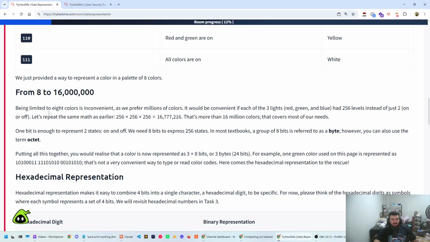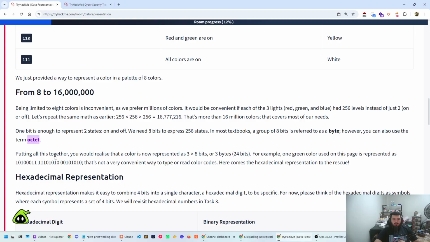But anyway, 1 bit is enough to represent 2 states, on and off. We need 8 bits to express 256 states. In most textbooks, a group of 8 bits is referred to as a byte. However, you can also use the term octet. Okay? So octet means like eighth, or composed of 8 things.